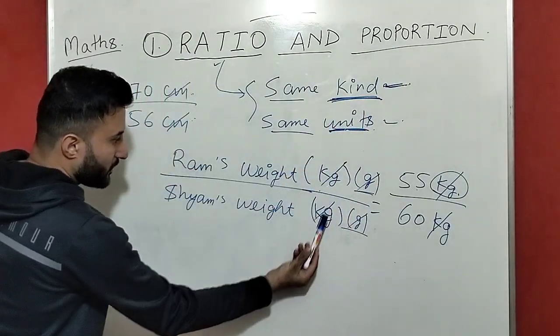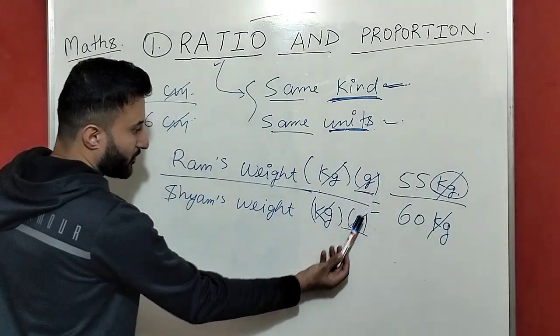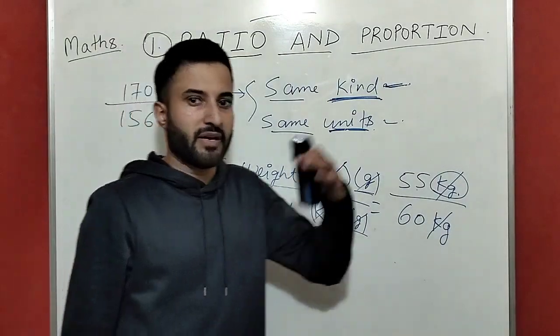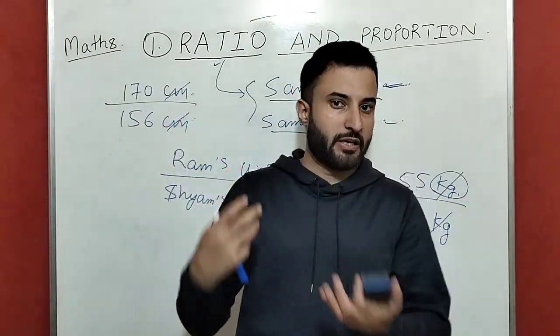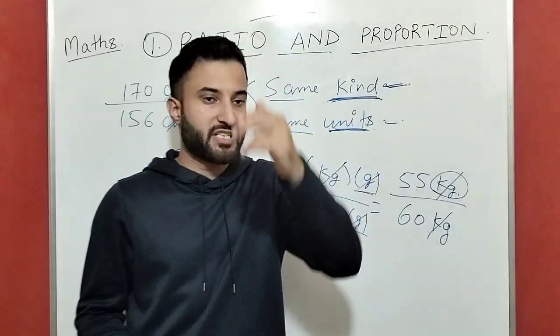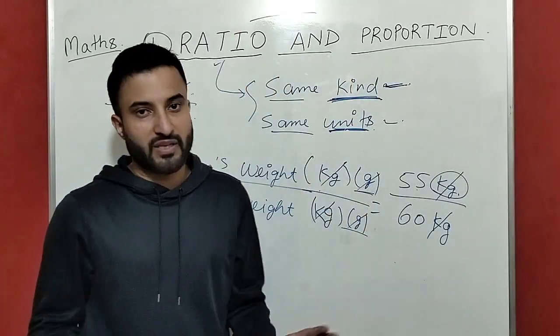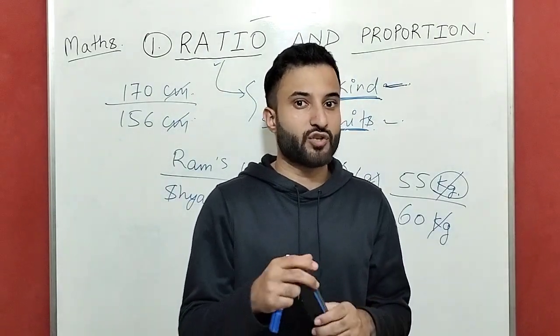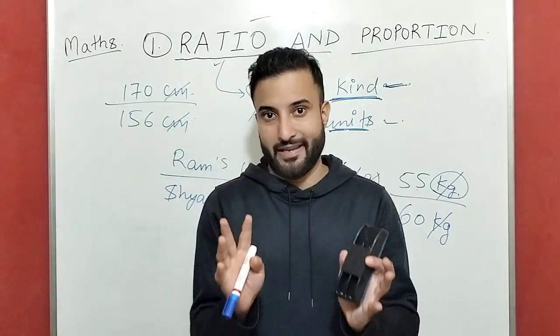If I am taking kg, then the same kg. If I am taking gram, then the same gram. If I am taking centimeter, meter, or kilometer, it must be the same unit. So kilometer or kg will get cancelled, gram will get cancelled. So the units will get cancelled, and here we will get the ratio as dimensionless.